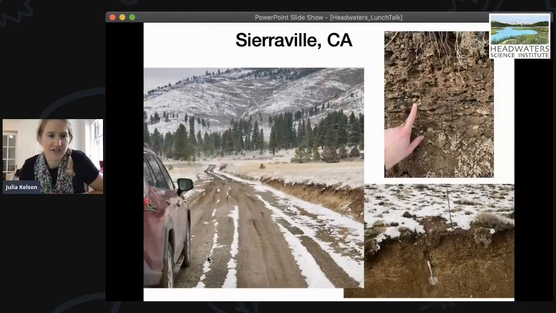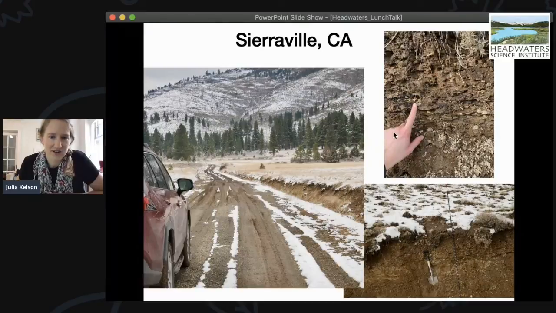And then this is kind of an in-between place that's close to where Headwaters is based out of. I went to Sierraville, California, again in December. You can tell because there's snow on the ground. And I didn't have to dig a soil pit here because there was this road cut, which was very convenient. So I drove up to this road cut and then logged the soil profile and collected. Again, here I'm pointing at my favorite white mineral, calcite, that's in the soil.